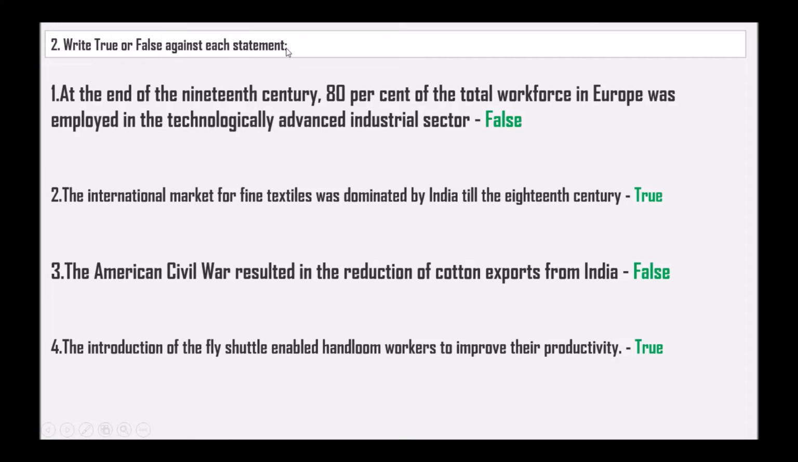Next, write true or false against each statement. At the end of the 19th century, 80% of the total workforce in Europe was employed in the technologically advanced industrial sector. False. The international market for fine textiles was dominated by India till the 18th century. True. The American Civil War resulted in the reduction of cotton exports from India. False. The introduction of the fly shuttle enabled handloom workers to improve their productivity. True.